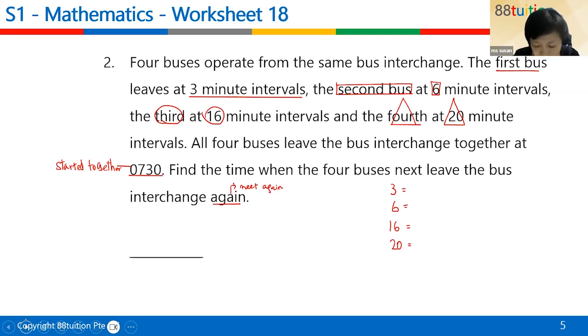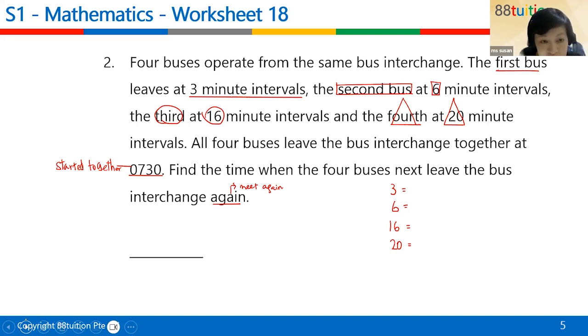Now question 2, 4 buses operate from the same bus interchange. The first bus leaves the interchange at 3 minute intervals. The second bus will leave at 6 minute intervals, the third bus at 16, and the fourth bus at 20 minutes. Now, all the 4 buses leave together at 7:30. That means the first timing. So find the time when the 4 buses leave the bus interchange together again.